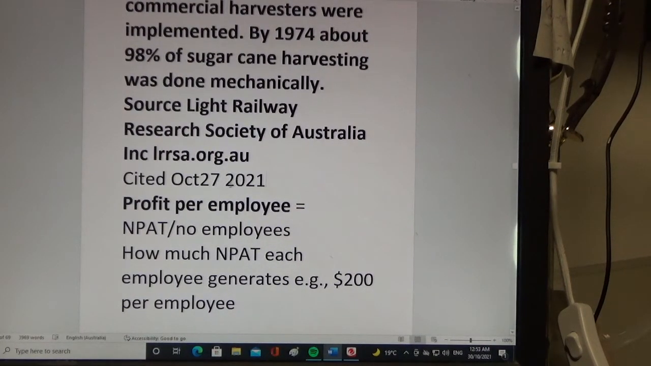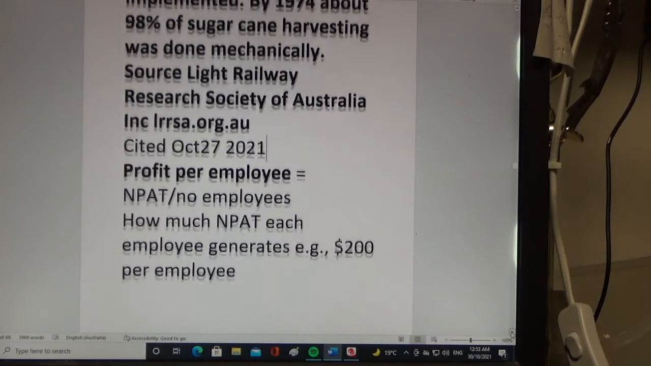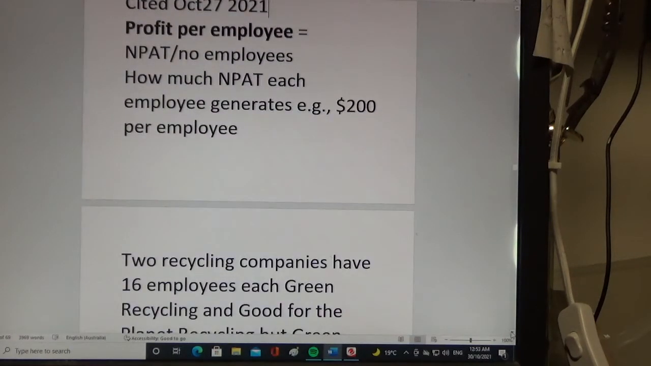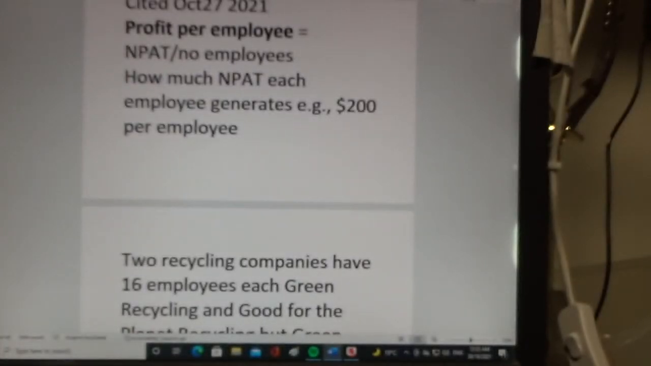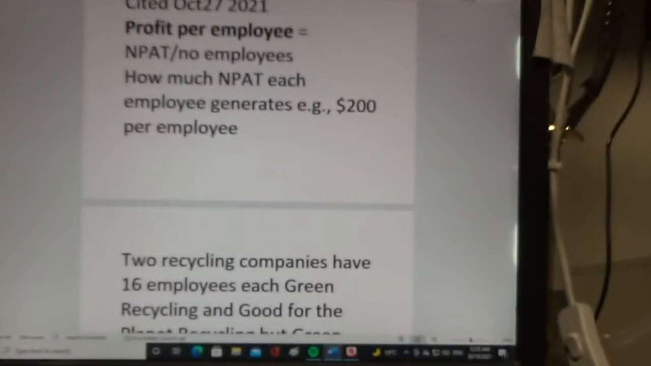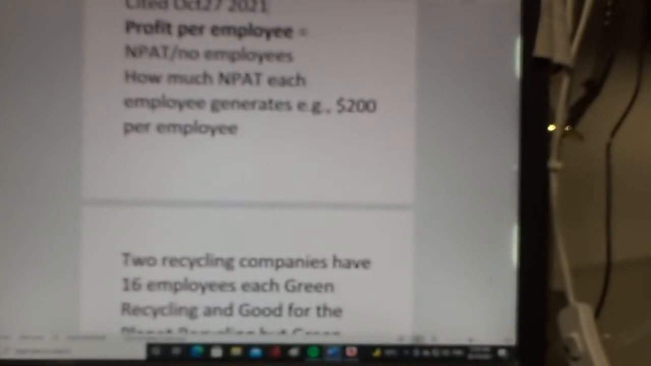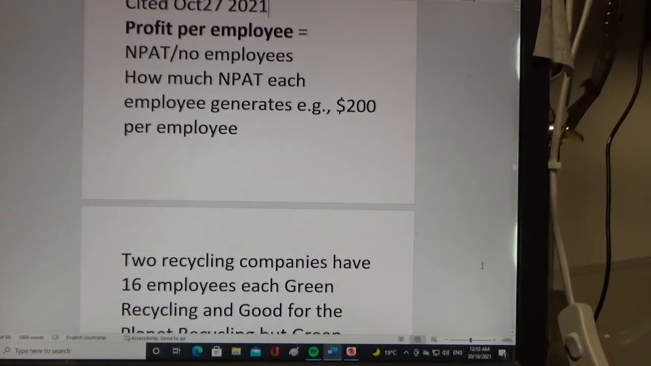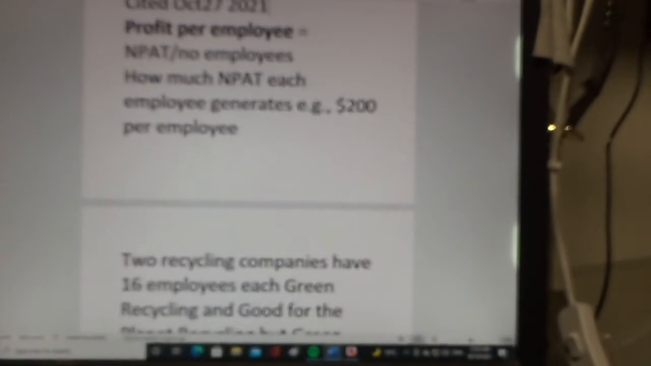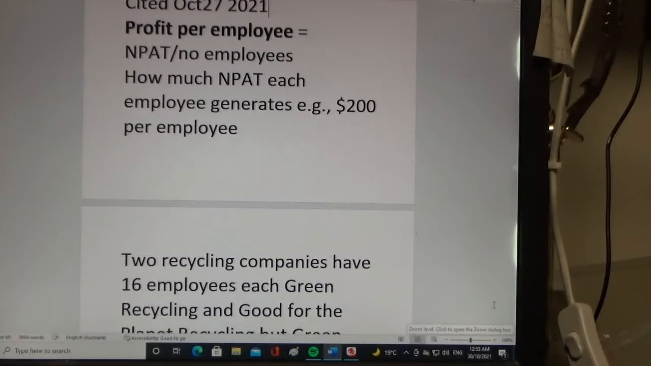So that's that. Profit per employee equals net profit after tax over the number of employees. How much net profit after tax each employee generates. Profit per employee equals net profit divided by the number of employees. So an example, each employee generates $200 profit. I like this example as well.